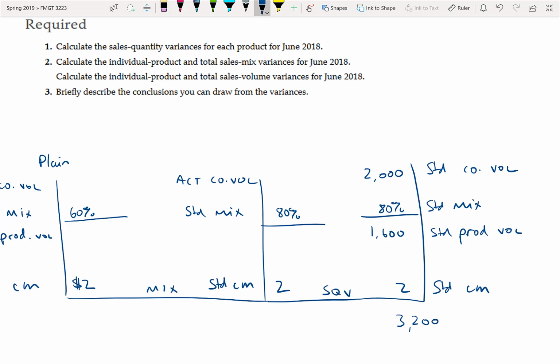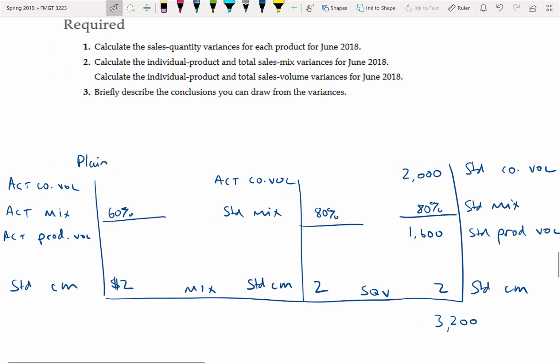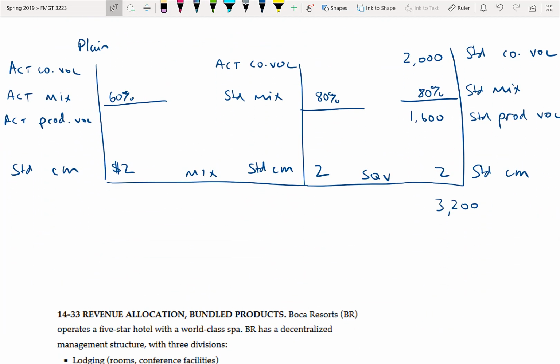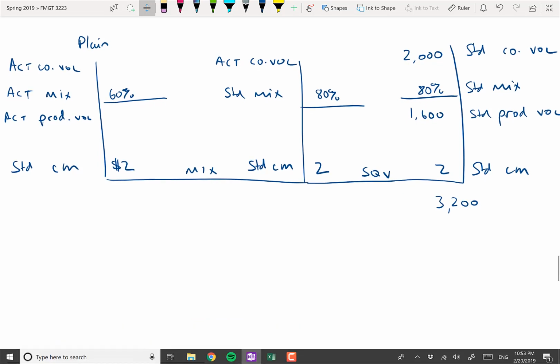And keep in mind, this is your SQV on this side. Okay. So this is for Plane. Let's see if we can set up Chic, and then let's see if we can solve this problem. And I need a bit more space over here, so let me just move that down.